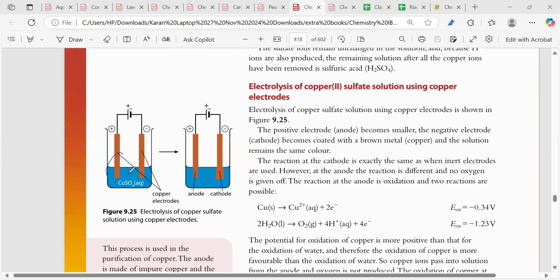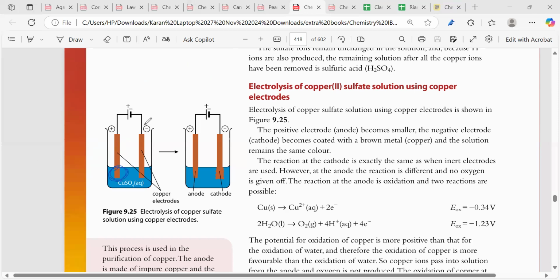So now tell me, with time will this anode be getting thicker and thicker or thinner and thinner? Thinner, because copper is going to the solution as Cu2+. Copper will be transferring to the aqueous solution. The anode will be getting worn off because the copper which is there will be going to the solution as Cu2+ and get dissolved. So the anode will be getting thinner and thinner with time. Understood, Mahin?